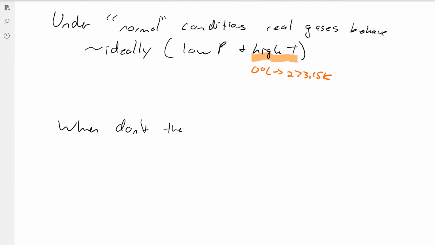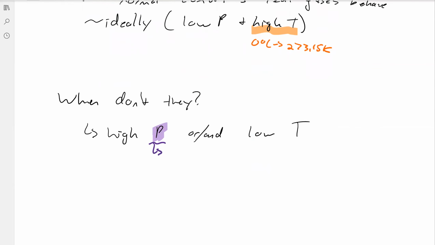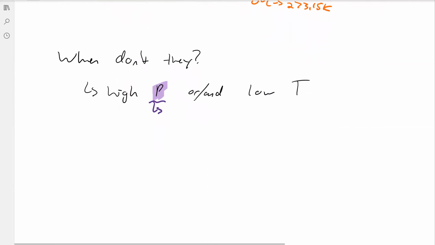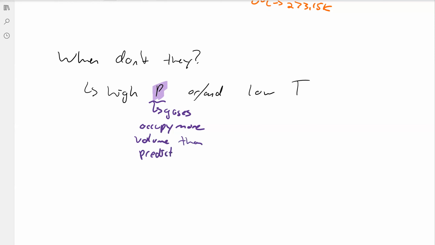So when don't they behave ideally? They generally don't behave ideally when we have high pressure situations and low temperature situations. Under high pressure situations, the molecules start coming into contact with one another. There's less empty space between them, and so they occupy a non-negligible amount of volume, right? So gases occupy more volume than the ideal gas law would have you predict. And that's because, according to the ideal gas law, they don't occupy pretty much any volume.